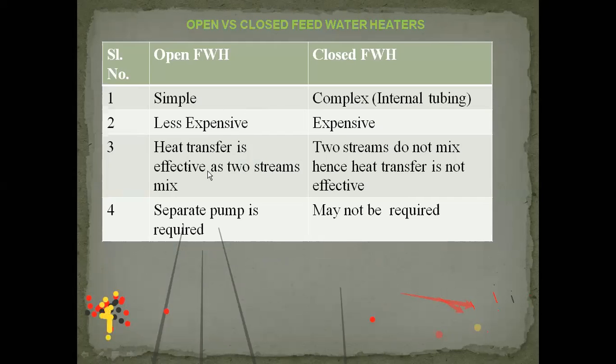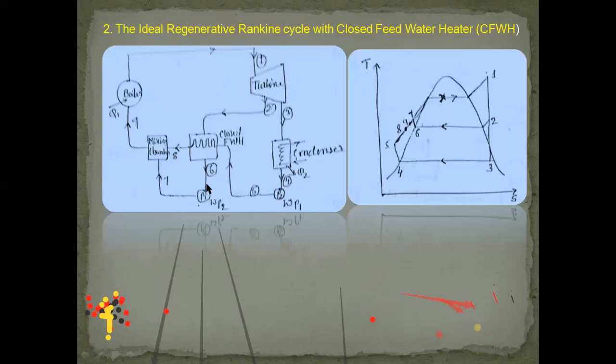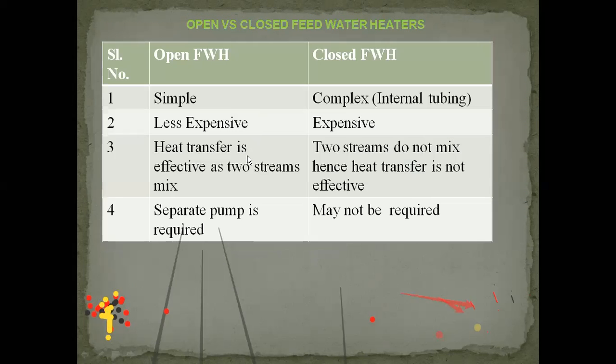Heat transfer is effective in the open one as the two streams mix. Heat transfer is more effective because both get mixed, but in the closed one they do not get mixed and heat transfer is not that effective. But for the open feed water heater, a separate pump is required, whereas it may not be required in the case of the closed feed water heater. So these are the main differences between open and closed feed water heaters.